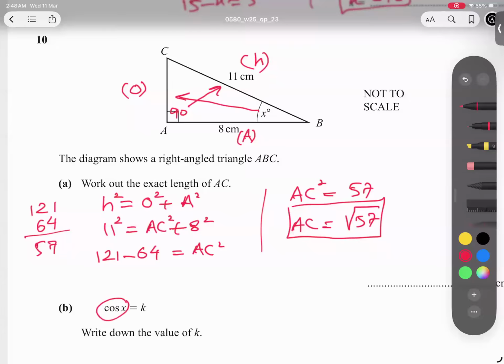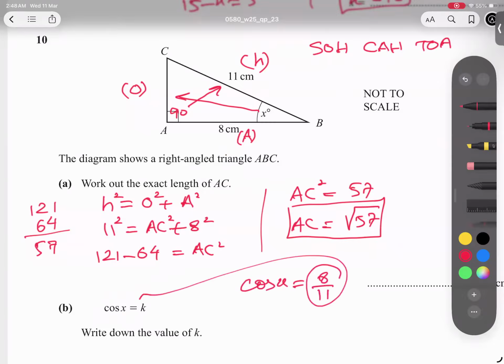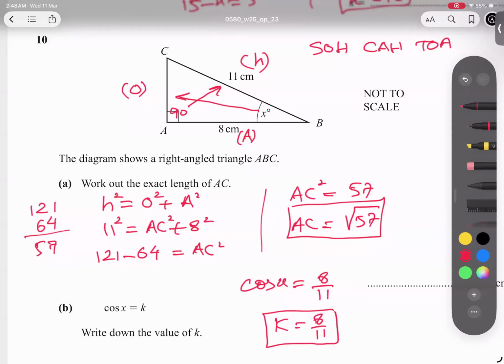Now, cos. What is the basic formula of cos? I'm writing here on top, SOHCAHTOA. So what does SOH stand for? Sine is equal to opposite by hypotenuse. But here I'm looking for adjacent by hypotenuse, that is the reason for cos. So cos is adjacent by hypotenuse. I'm writing here, so cos theta is basically equal to 8 over 11. If I compare, the k value will automatically become 8 over 11. So I hope the concept is clear.